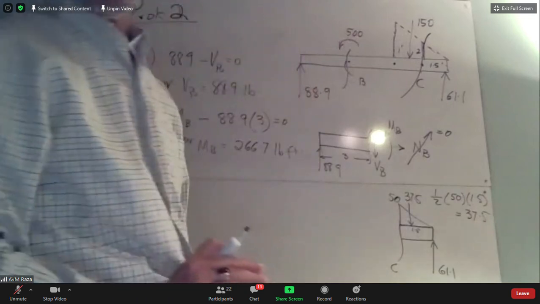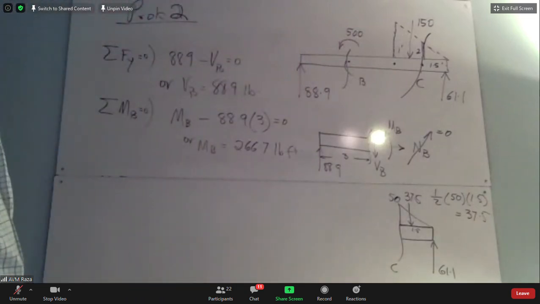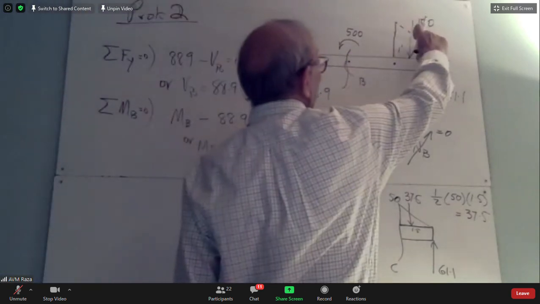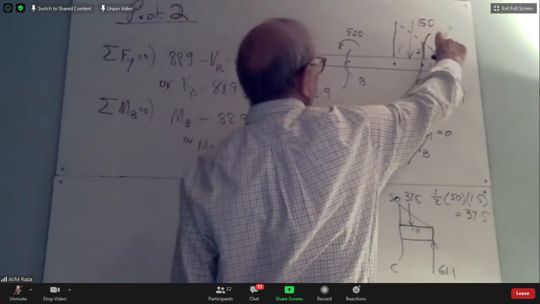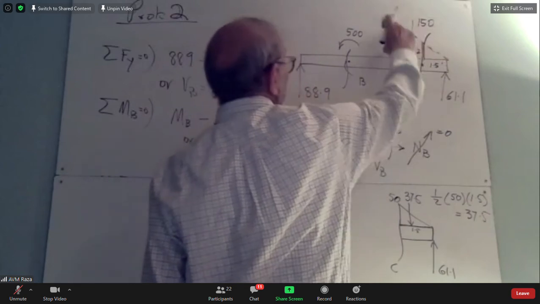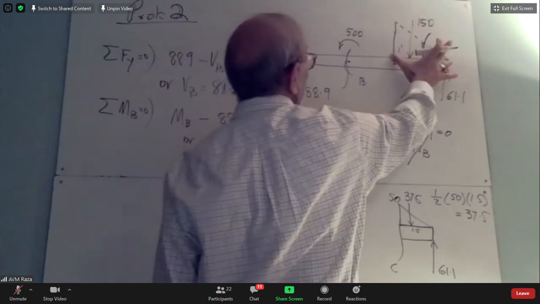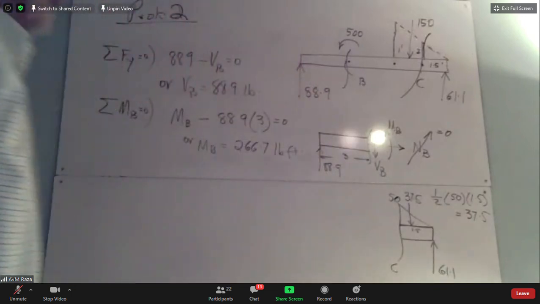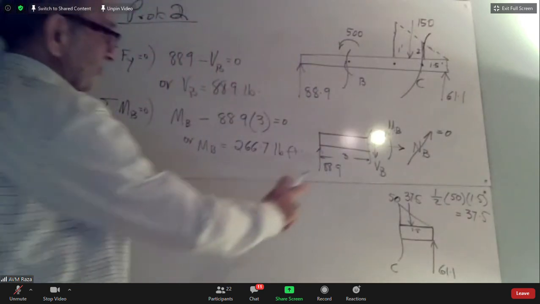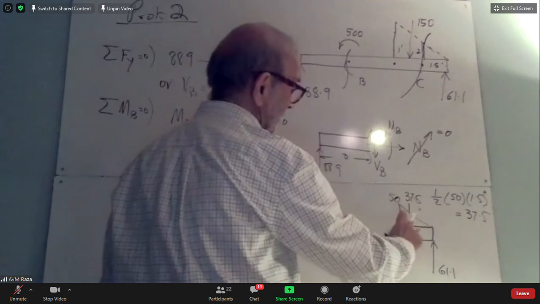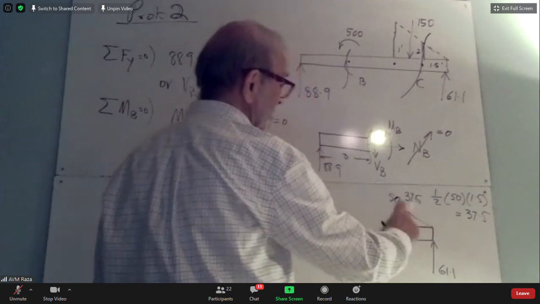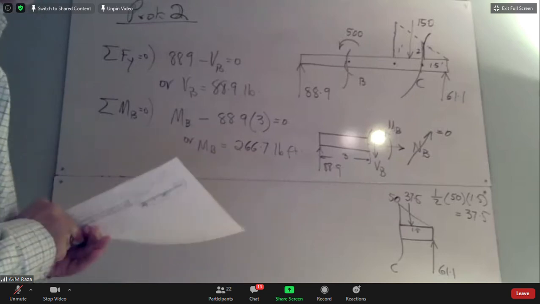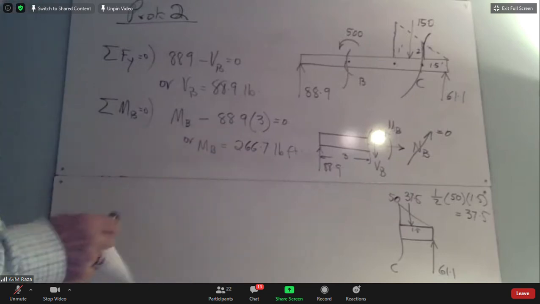Everybody good? Not a big deal there, but you have to know how we found this. We used similar triangles. These two triangles are similar. So if this is 100 for 3 feet, then for 1.5 feet, it will be 50. So from similar triangles, first we found that, then we replaced the triangular load by a point load, finding the area of that triangle.